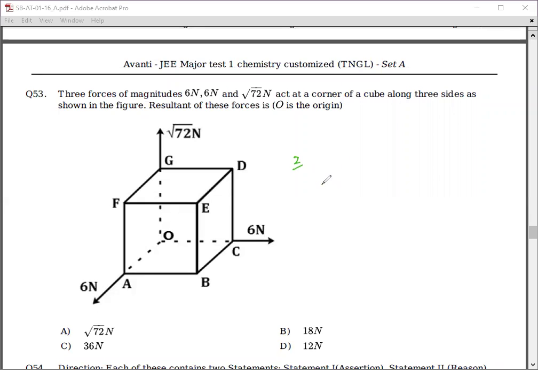Sir, the vector which I'm having is nothing but 6 i cap plus 6 j cap plus root 72 k cap. As simple as that. And the magnitude is root of 6 square plus 6 square plus root 72 whole square. Simple. Nothing else to do, this is the answer. Yes or no? Did it get solved in two lines or not? That is the resultant, right? Agree? Tell me yes or no? Right? 36 plus 36 plus 72.